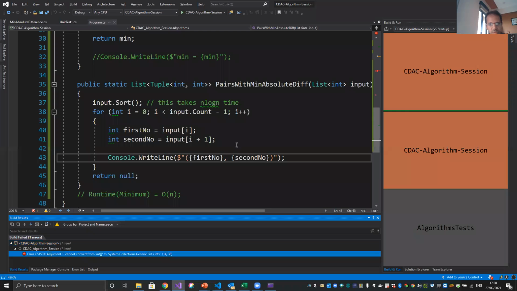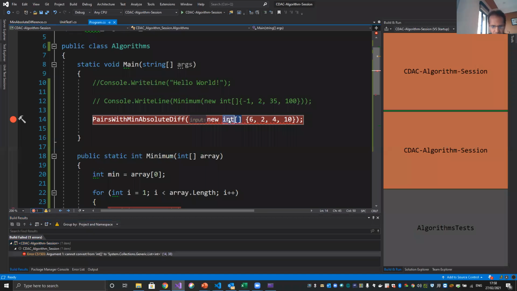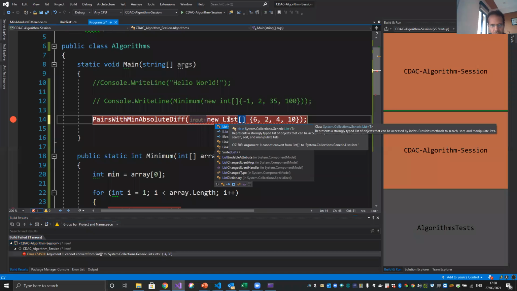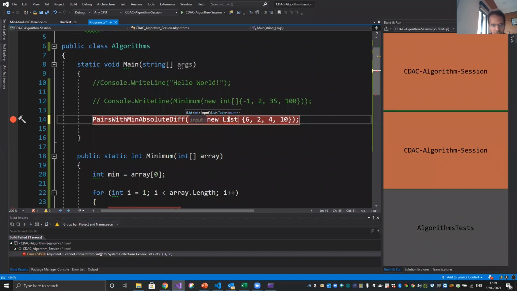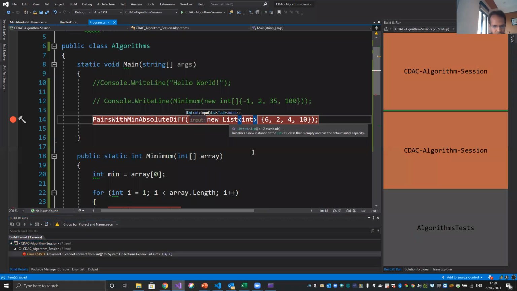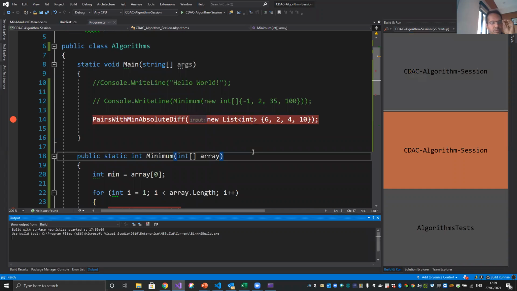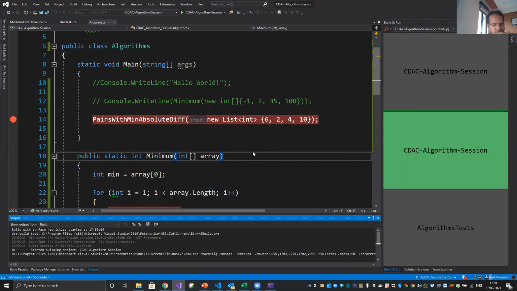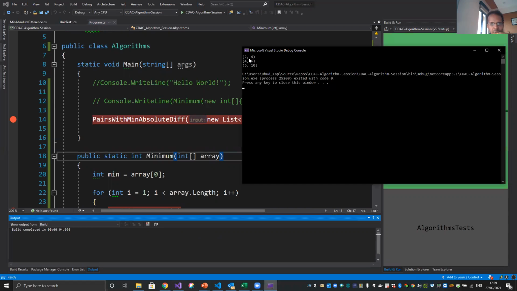What happened? Okay, we need to create a list instead of an integer, instead of an array. Okay, let's run again. Right, so we generated 2, 4, 4, 6, and 6, 10. Isn't this what we wanted?